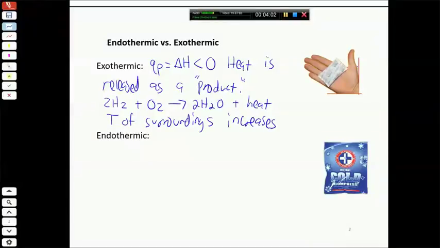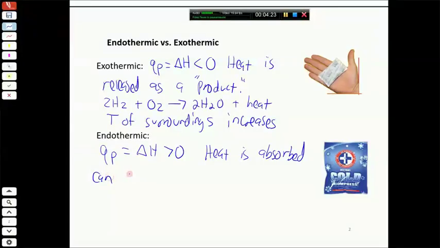And then endothermic process is the opposite, obviously. So in this case, the heat would be positive, or delta H is positive. And that means heat is absorbed by the system. And you can also then show it as a reactant in whatever process you're describing.